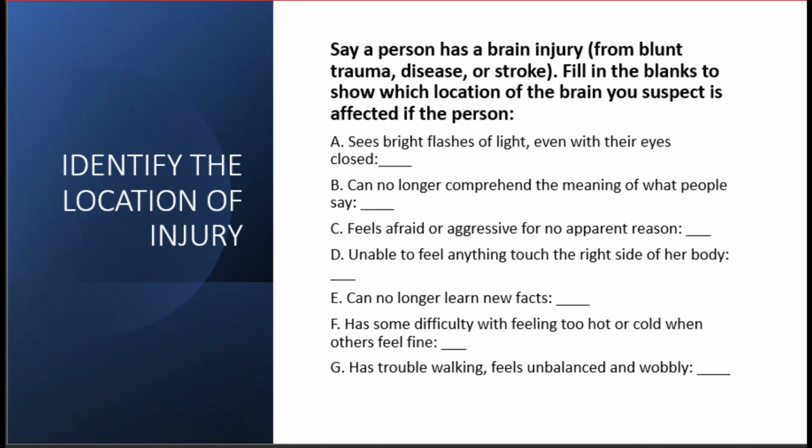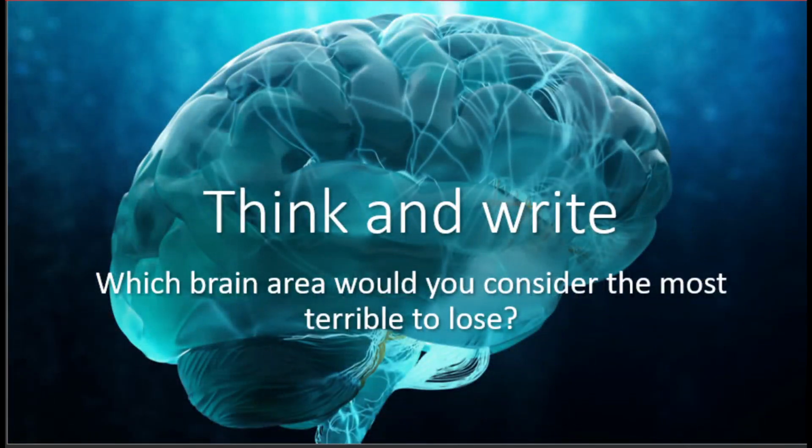All right, hopefully you did all those and got most of them, and if not, go back and check them out in your book, in your reading. And just something to think about here: which brain area would you consider the most terrible to lose? Think about which of these would be the absolute worst.